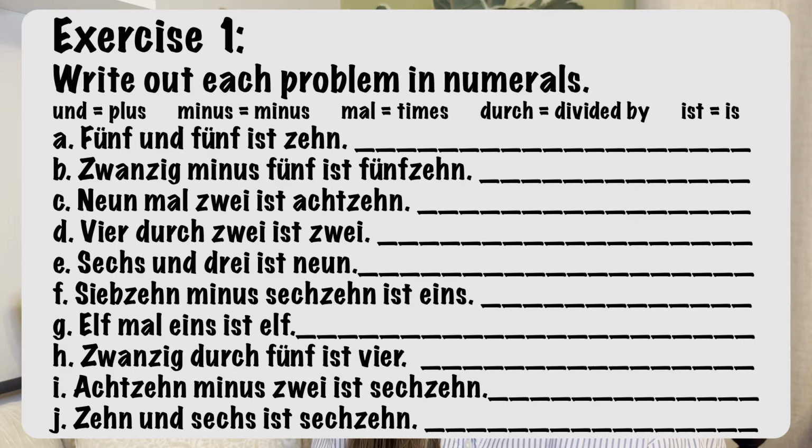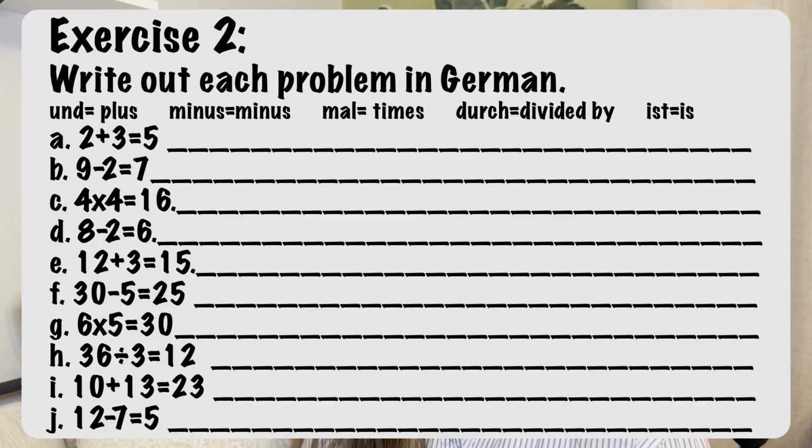At this point, I would like for you to pause this video, read the sentences, and write out each problem in numerals. Keep in mind the following. The word und means plus, the word minus means minus, the word mal means times, and the word durch means divided by. The word ist means is. At this point, I want you to pause the video again. This time, you are going to read the problems and write them out in German.